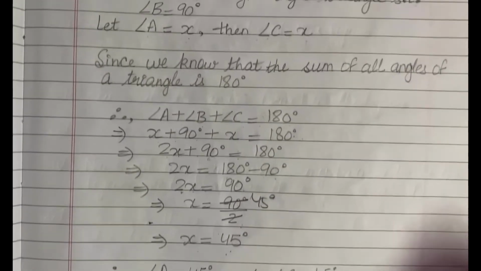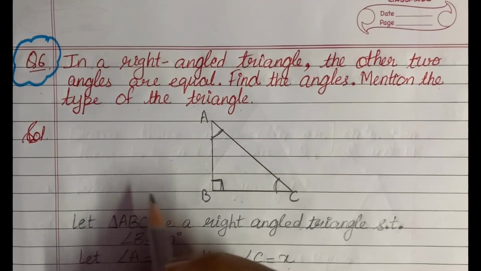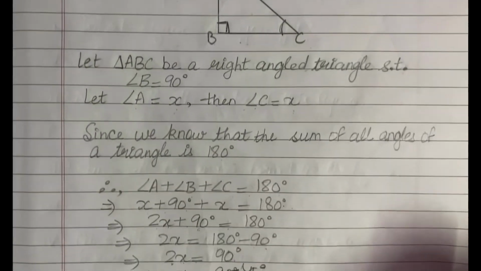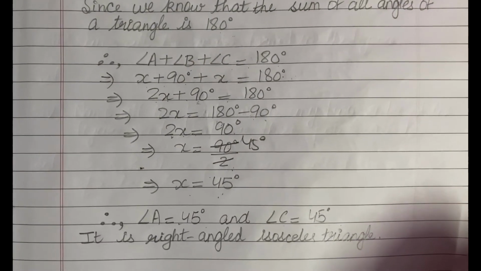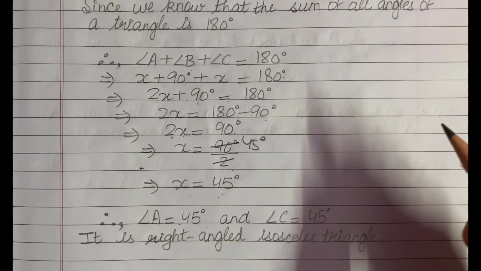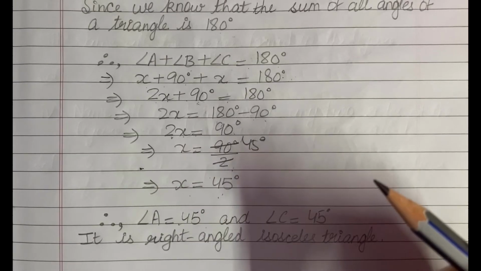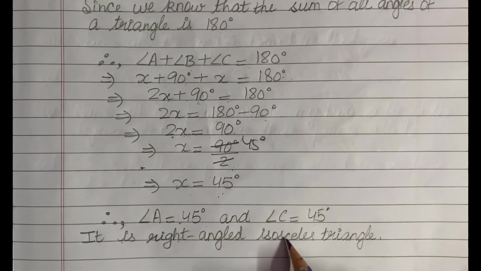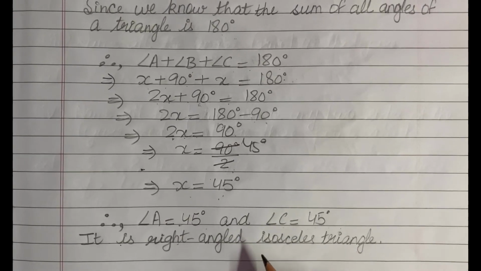Now students, in the question they are asking, mention the type of the triangle. So here, since two angles are equal, right? Two angles are equal, so this means it is an isosceles triangle. Moreover, one angle is of 90 degree. So this means it is a right angled isosceles triangle. Hopefully it is clear to you.